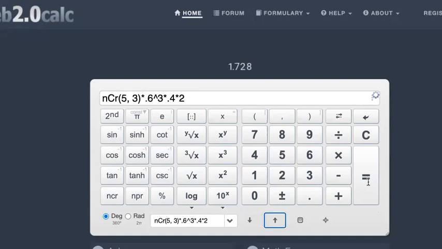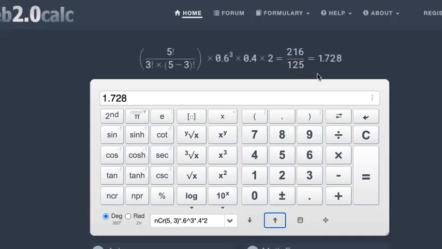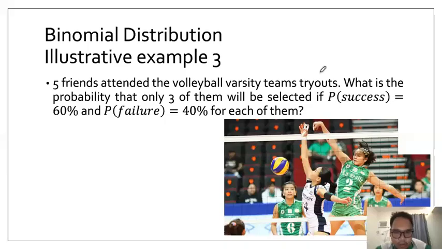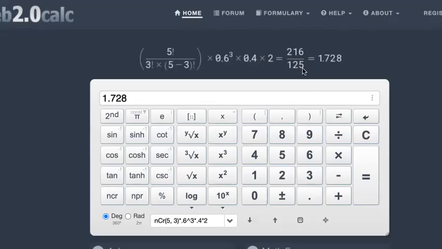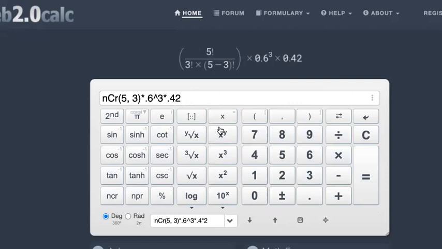In fraction form, it will show you 216 over. There's something wrong. It shouldn't be like that. You can see that the probability is more than 1. So there is something wrong with our answer. What's wrong with it? Oh, we multiplied this. It should raise that to that number.